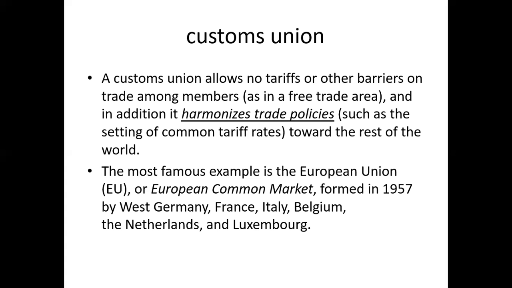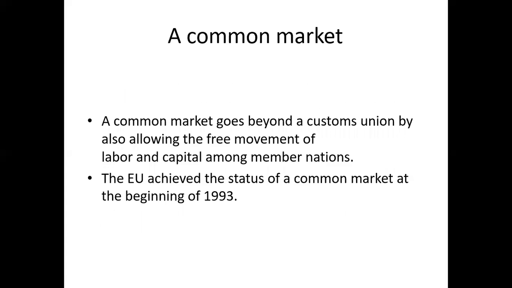So a customs union allows no tariff or other barriers on trade among members, just like in the free trade area. And in addition to that, it harmonizes, synchronizes trade policies such as setting up common tariff rates toward the rest of the world. The most famous example is the European Common Market, formed in 1957 by West Germany, France, Italy, Belgium, Netherlands, and Luxembourg.